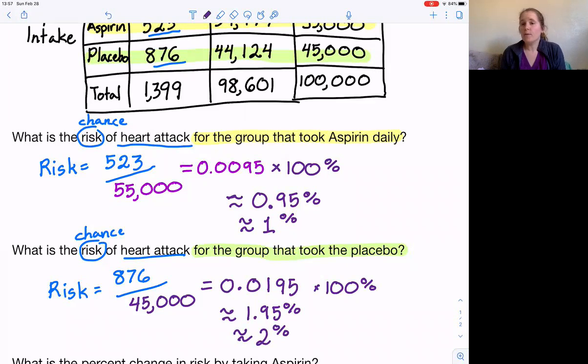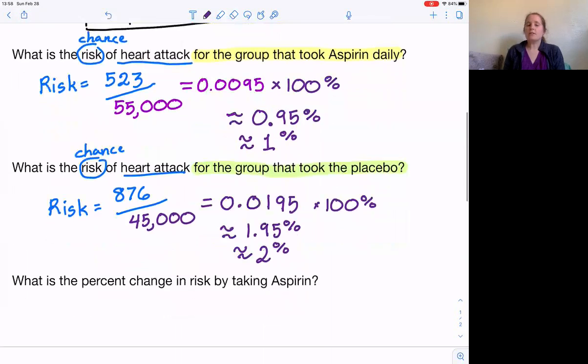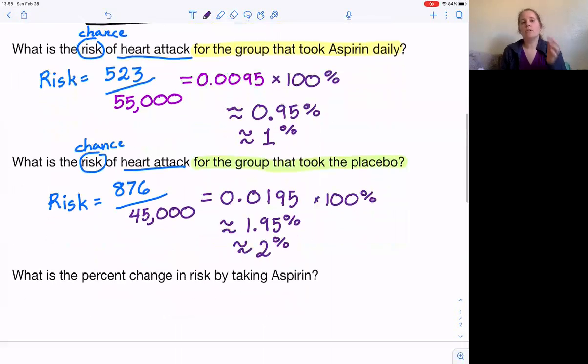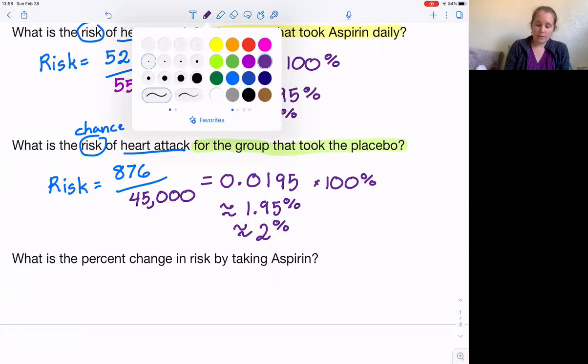So we can see while both of these are low, when it comes to heart attack, the 2% chance of having a heart attack versus a 1% chance of having a heart attack is a fairly big difference. One way that we can then compare risks is by finding the percent change in risk. So we want to know by how much does taking aspirin improve the chances for adult males over age 55 of not having a heart attack. Or by how much does it lower their risk?